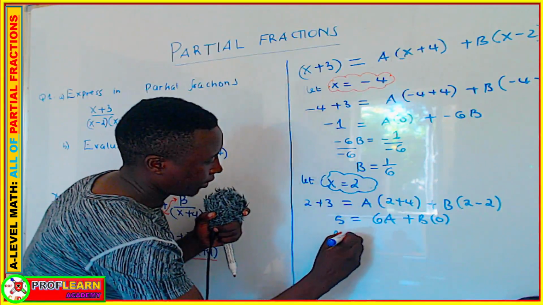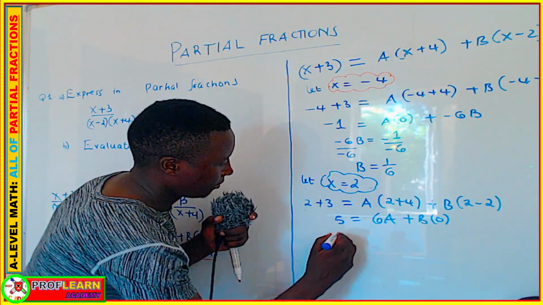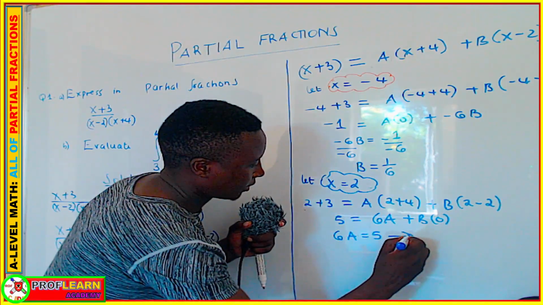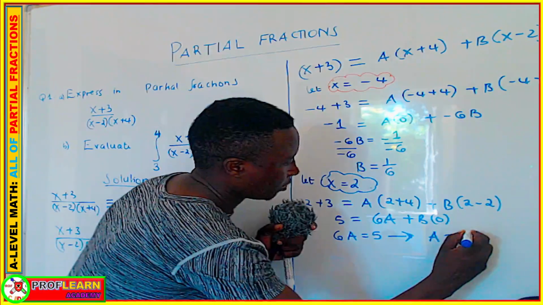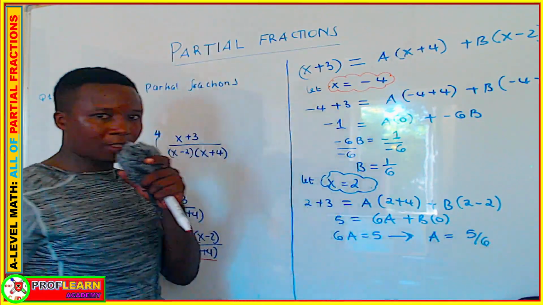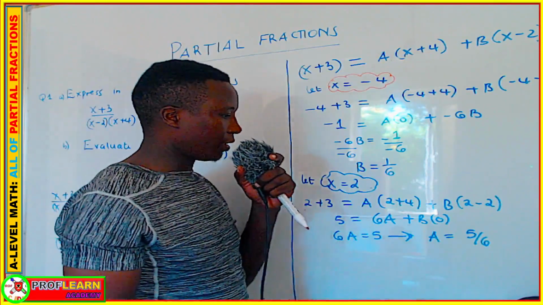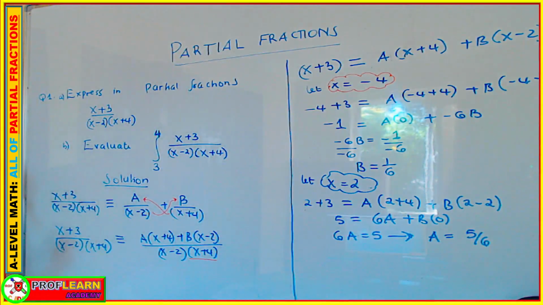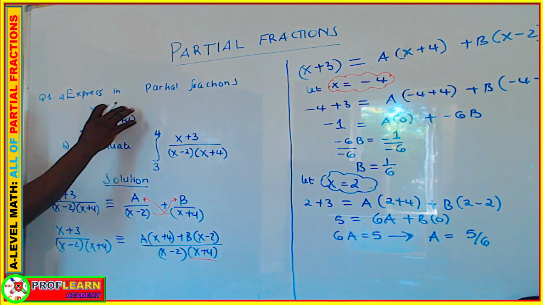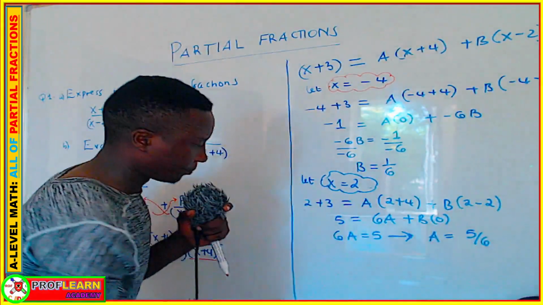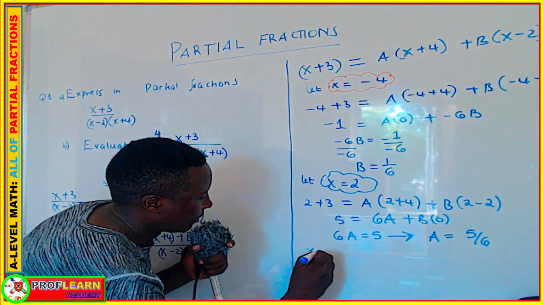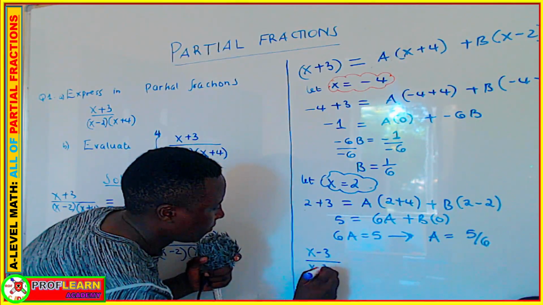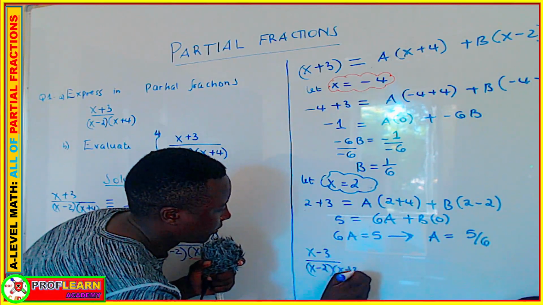And therefore our a is going to be, let me write everything in place, 6a equals 5, which implies that a is equal to 5 over 6. Now we have gotten the value of a and the value of b. Which means the expression that we originally had can be written as x plus 3 over (x minus 2)(x plus 4).